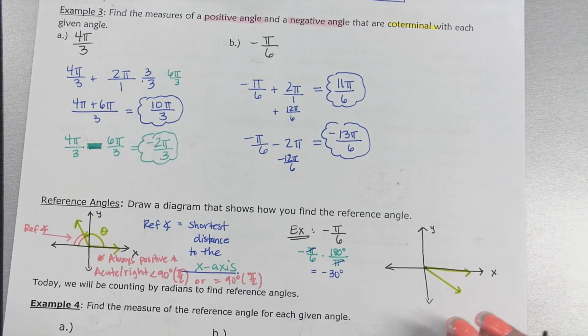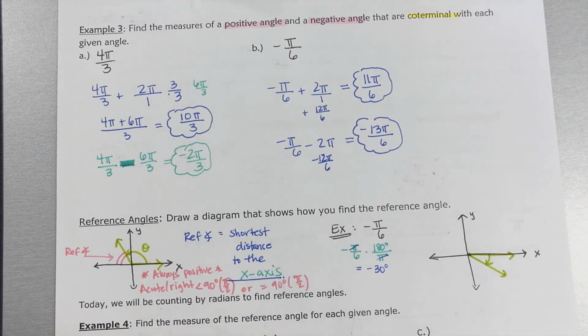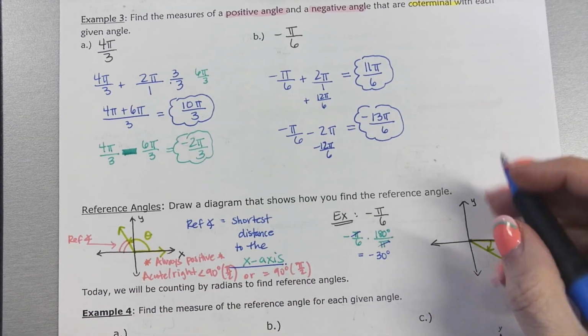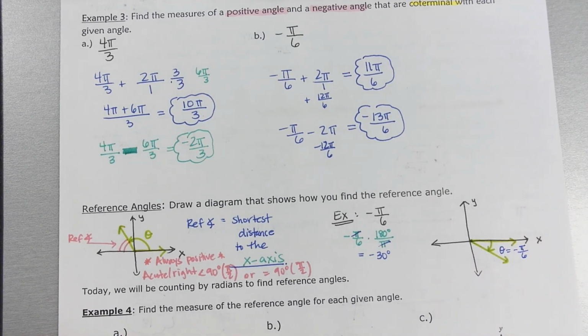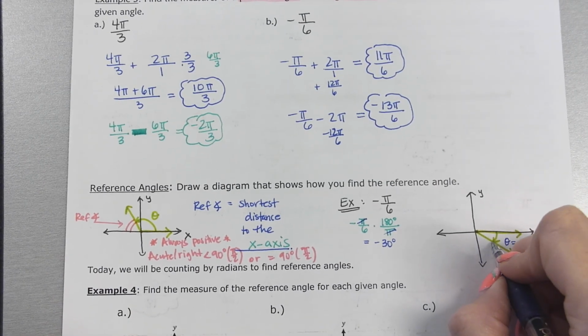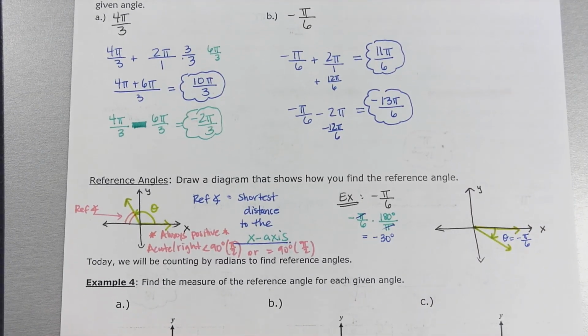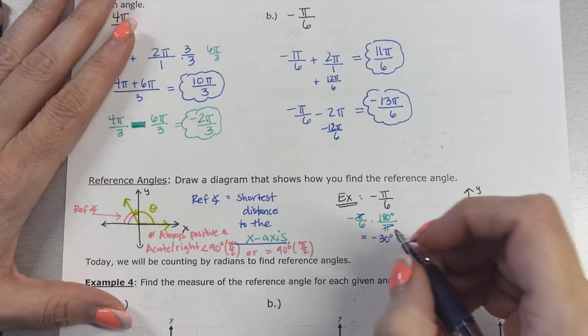Okay, so keep in mind that our theta value here is negative pi over 6. That is equivalent to negative 30. Now, you have two choices for the shortest distance. It's either going to be to the positive x-axis or to the negative x-axis. Which one's the shorter? To the positive or the negative? Positive. Great. So can you guys tell me what the reference angle is?